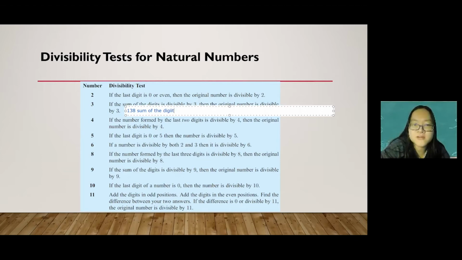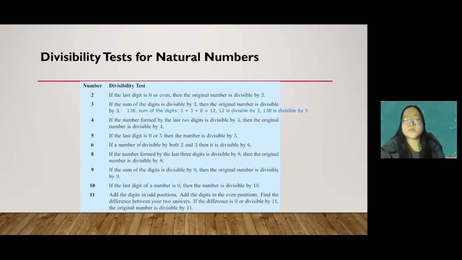So 1 plus 3 plus 8 gives me 12. And then we know that 12 is divisible by 3. Then we know that 138 is divisible by 3. Okay, so take the sum of the digits, and if that's divisible by 3, the number itself is divisible by 3.